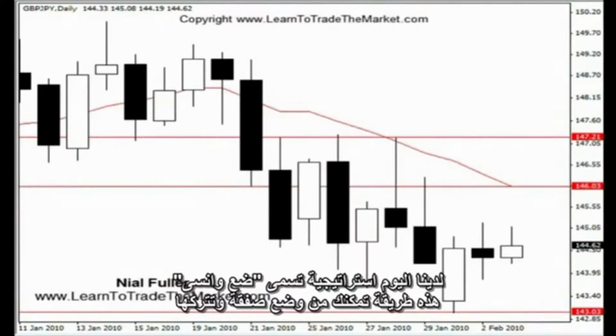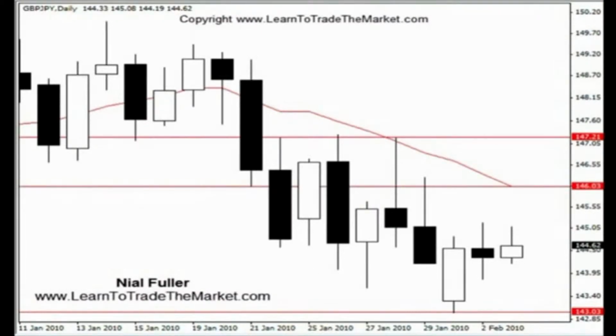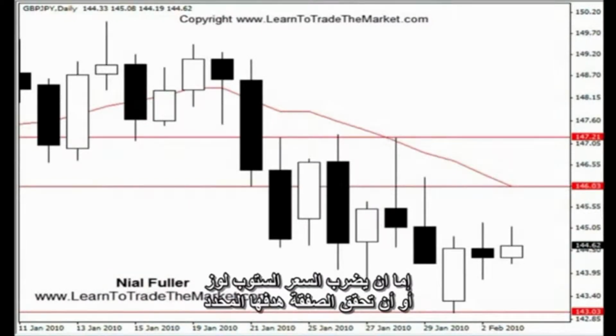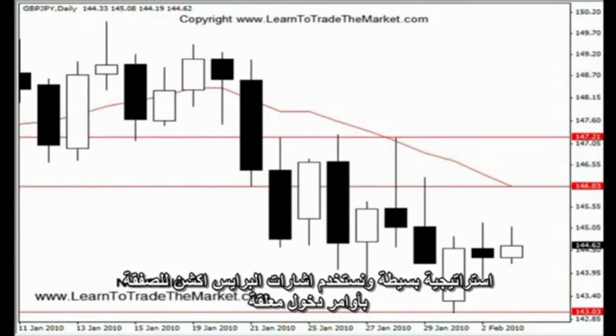Set and forget order strategies. This is where you can enter a trade and simply walk away, and you'll either be stopped out or your limit order to take profit will be filled. It's a very simple trading strategy, and we use the price action signals to alert us to the trading opportunities.